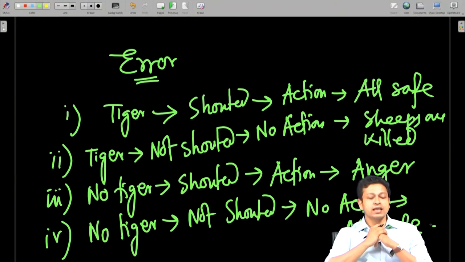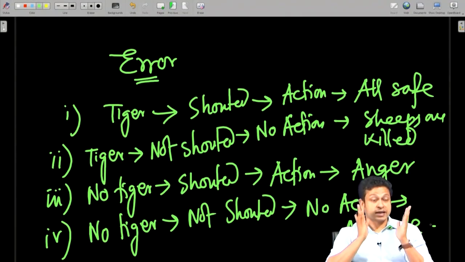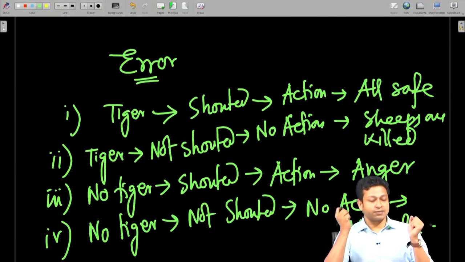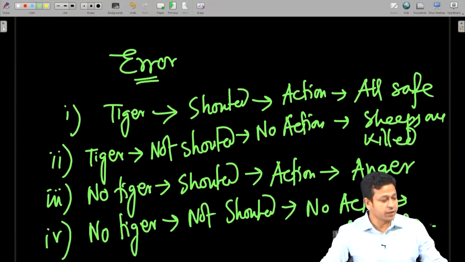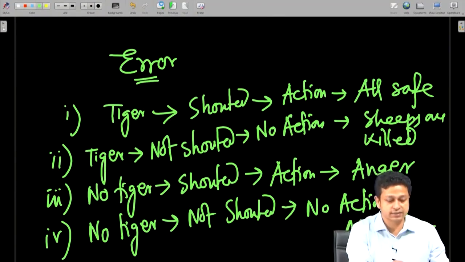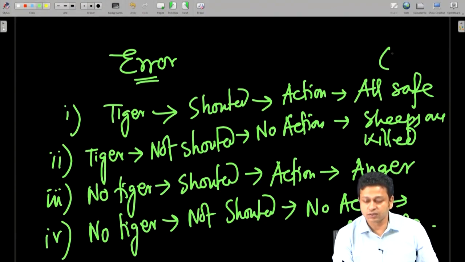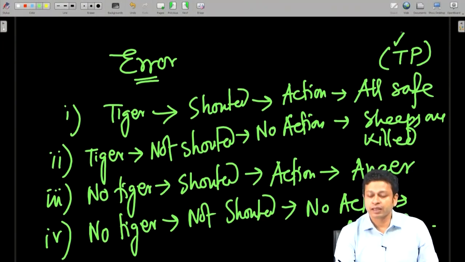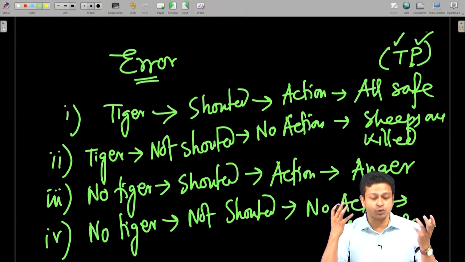In the first case, the tiger came, so the fact happened, and the boy shouted, the action happened, and so everybody is safe. This is called true positive. The phenomenon happened and the action was taken. So, it is a case of true positive.